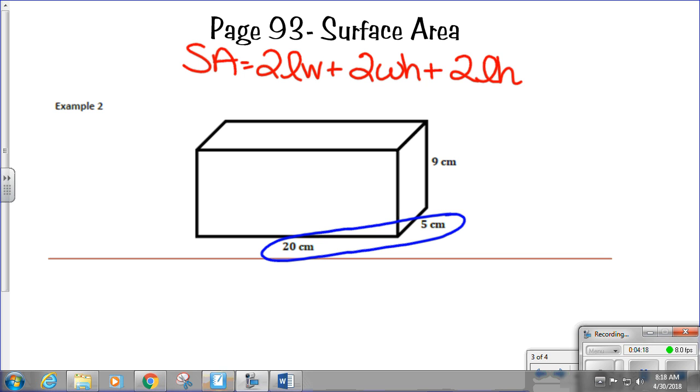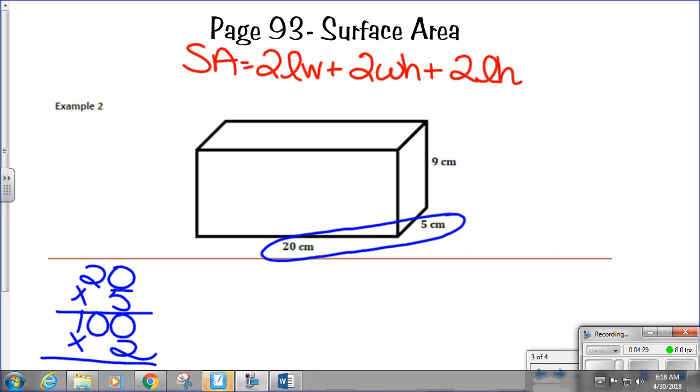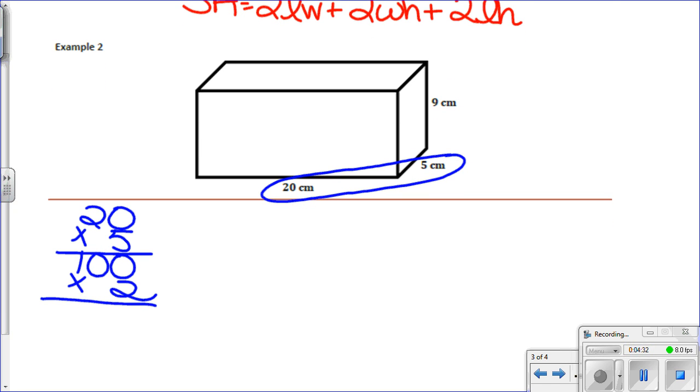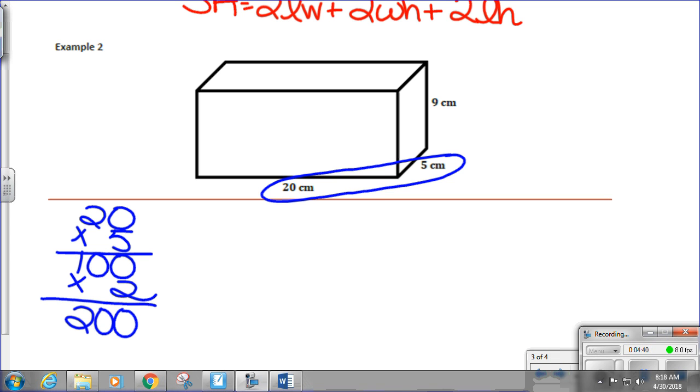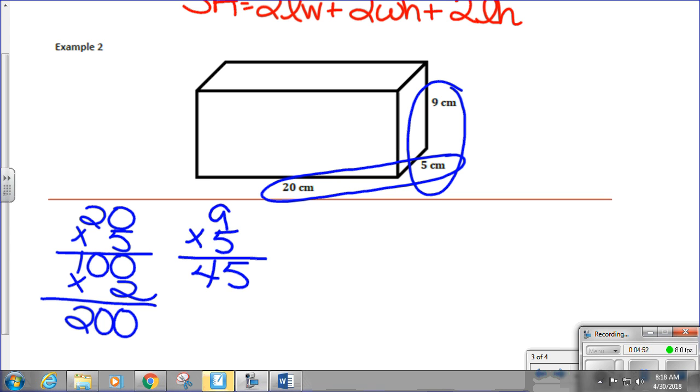So we're going to start with circling 2 numbers. We're going to multiply them. So what's 20 times 5? And then we are going to multiply that answer by 2. 100 times 2 is 200. Now I want to locate 2 other numbers. This time I find 9 times 5. I'm going to multiply 9 times 5, and that is 45. And I'm going to multiply by 2. 45 times 2 is 90.